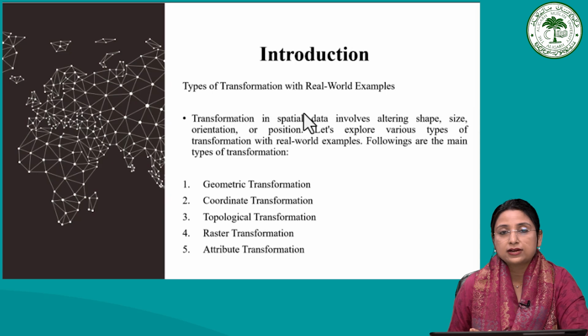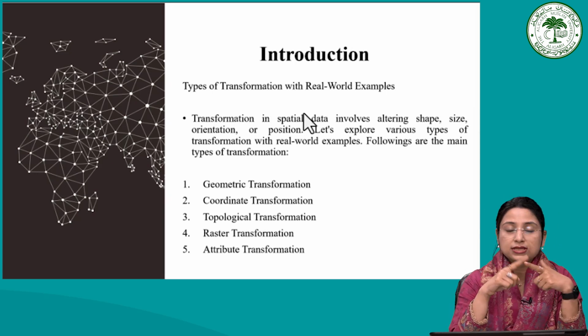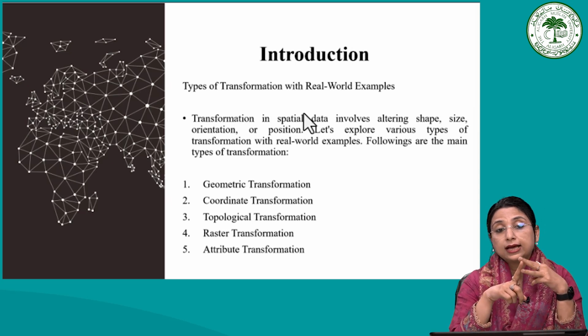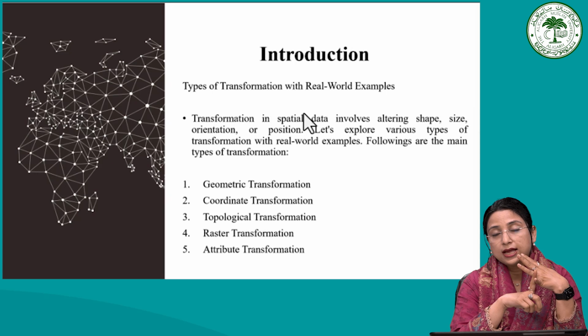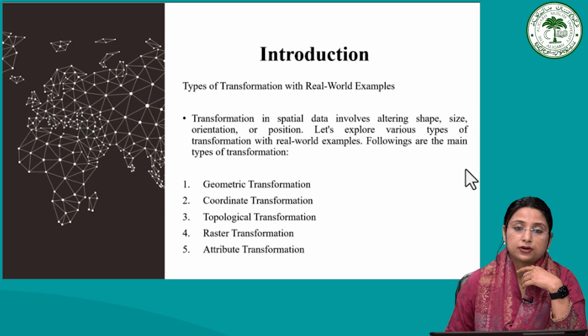There are 5 different types of transformation. The first one is geometric transformation, then we have coordinate transformation, then topological transformation, then raster transformation, and the last one is attribute transformation. Coming to the geometric transformation.